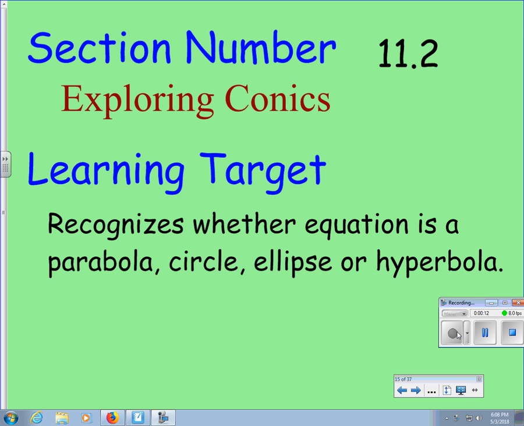So today's learning target is going to be recognizing whether an equation, and the equation is going to be in conic form, and whether this conic equation is going to be a parabola, a circle, a hyperbola, or an ellipse. And so that's what we're going to be talking about today. So it should be an easy topic. Again, we're going to go back to parabolas when I come back on Monday.